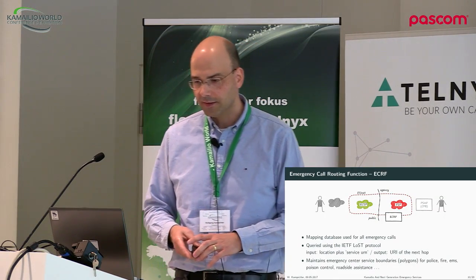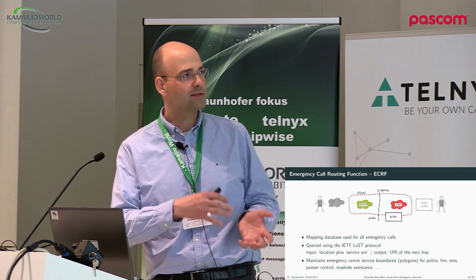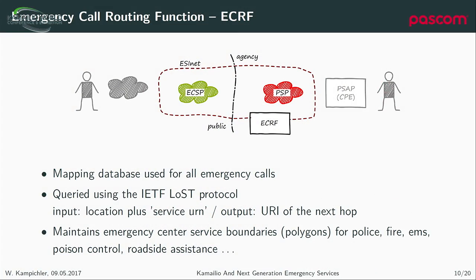We have this Emergency Call Routing Function. This is the GIS database that actually provides a mapping. If you have a certain location, then you need to route to the nearest emergency service. Like in Austria, we have these federal states, and this GIS database just stores the service boundaries of the PSAPs, of the control centers, and then it just does a point-in-polygon operation and finds out how to route the call.